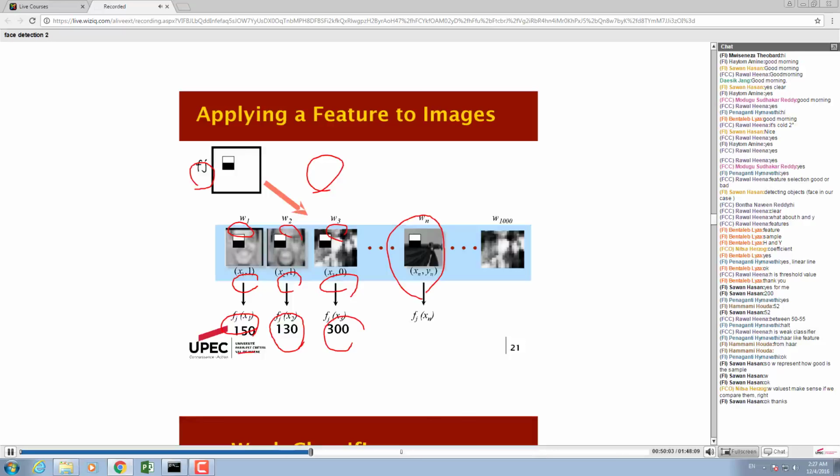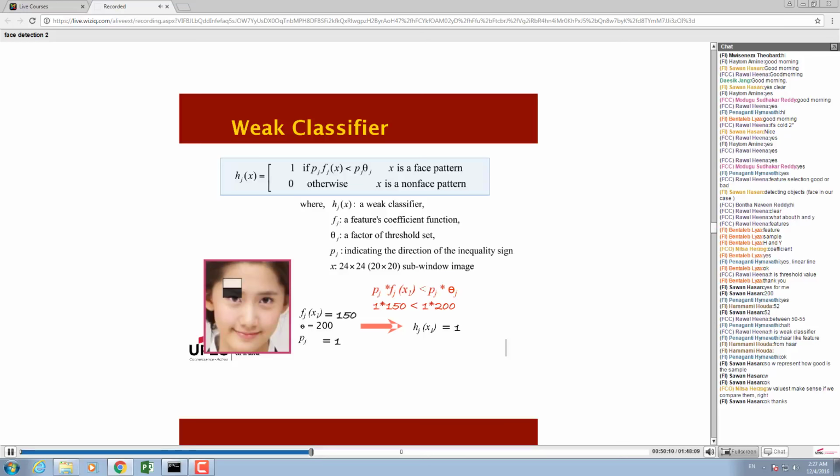So is it clear now? So how to apply a feature to every sample, right? Then the result of this application, this calculation, is the feature value per every sample. Okay, so the next page is now representing the formula for H. So now it's time to consider H more in detail.